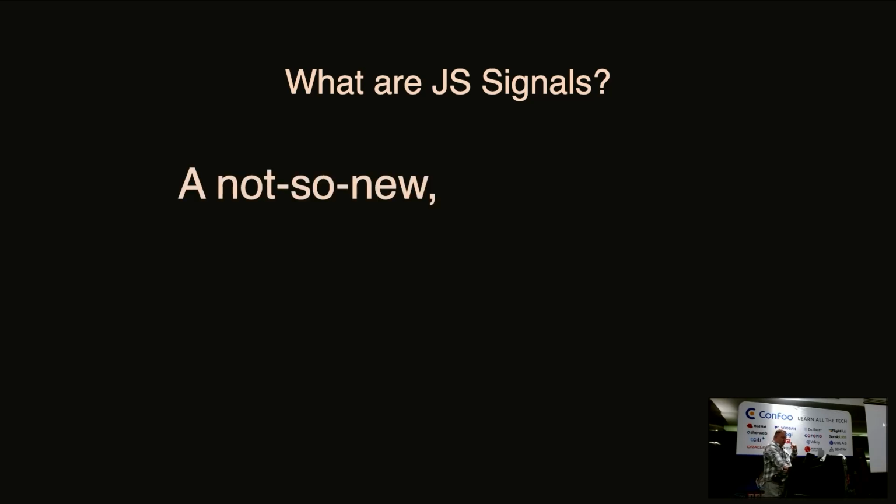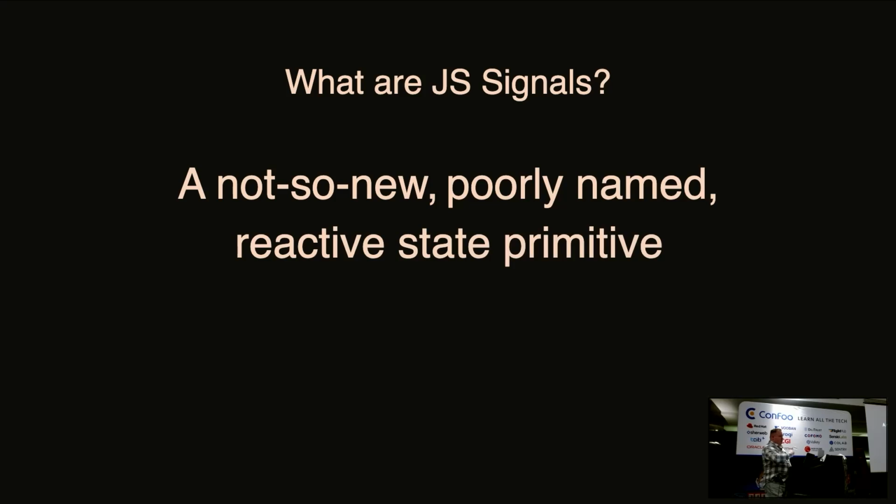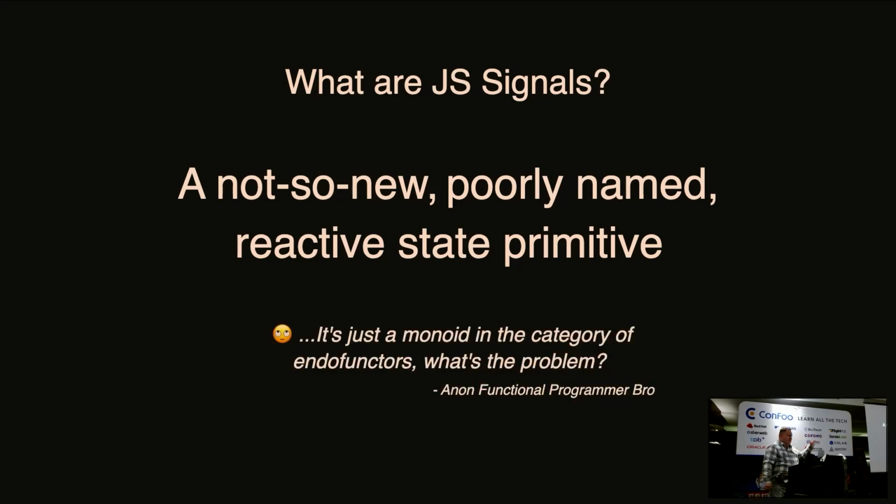They're a not-so-new, poorly named reactive state primitive. Has anybody ever asked a functional programmer what a monad is? You get this answer that's like, oh, it's just a monoid in the category of endofunctors. I feel my answer is kind of the same. What the heck does this mean? A not-so-new, poorly named reactive state primitive. It's not very helpful, is it?